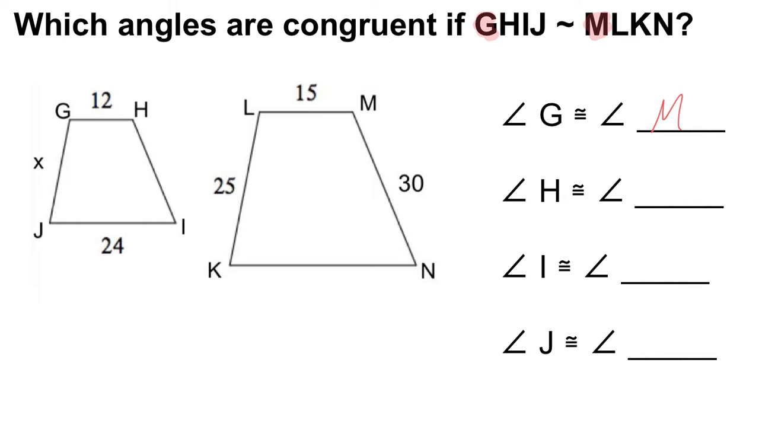Okay, so let's check your answer. We already said that G and M go together. The next one we are going to look at is H. You can see that H is second in the list, and so is L. So that means H and L go together. After that, I and K go together. And then finally, that leaves J and N to finish out the problem.